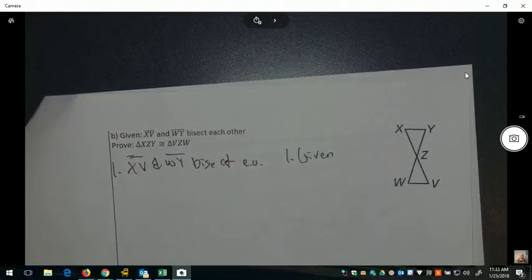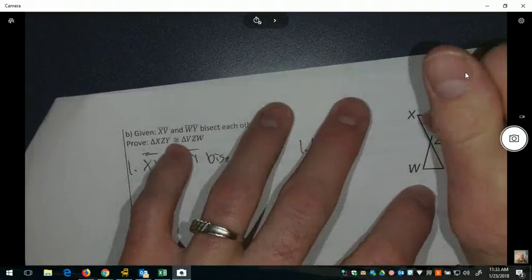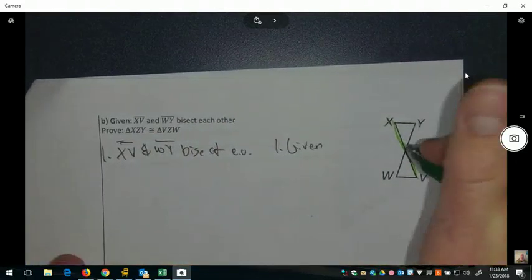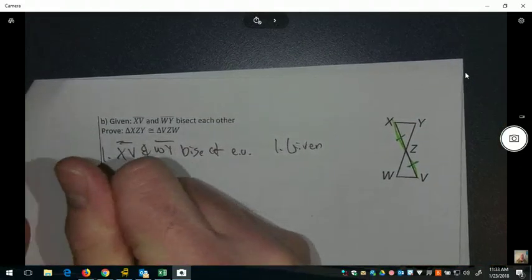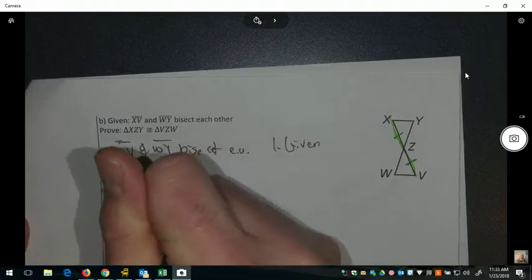Well, what does it mean to bisect each other? That their pieces are equal. So each of them is cut into 2 equal pieces. So XV has been cut into 2 equal pieces because it's been bisected. And those pieces are XZ, which will be congruent to ZV.